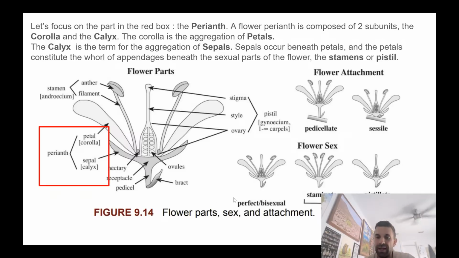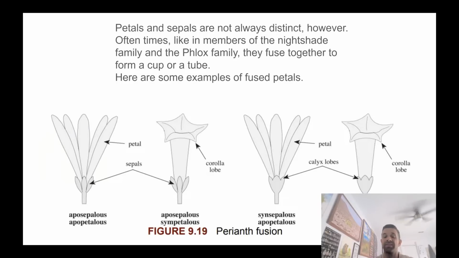Flower sex, we already got to that part. So the perianth is composed of the corolla and the calyx. The corolla is composed of all the petals, and the calyx is composed of all the sepals. You'll need to know that. This is just flower plant identification.